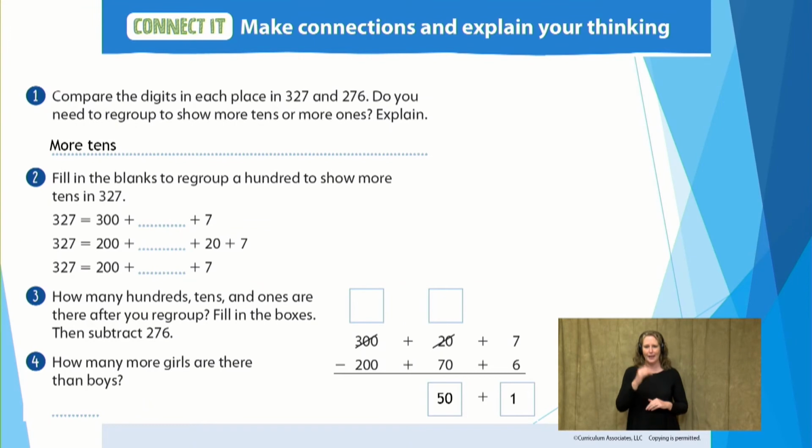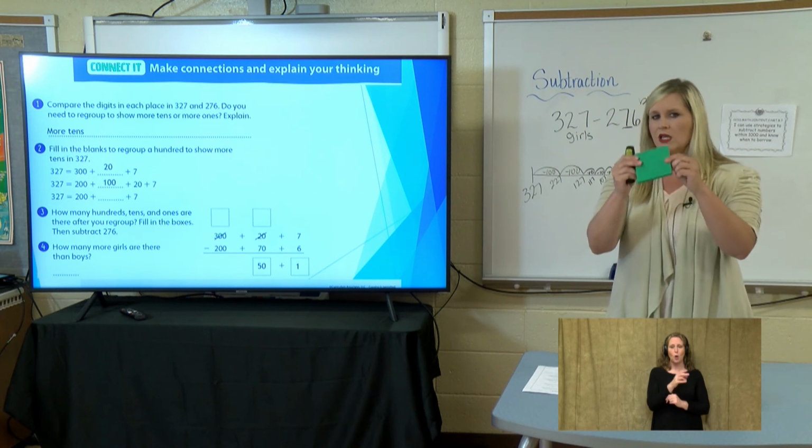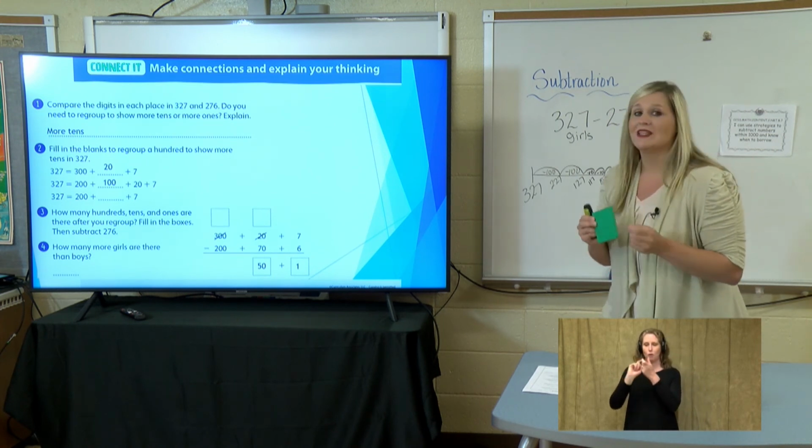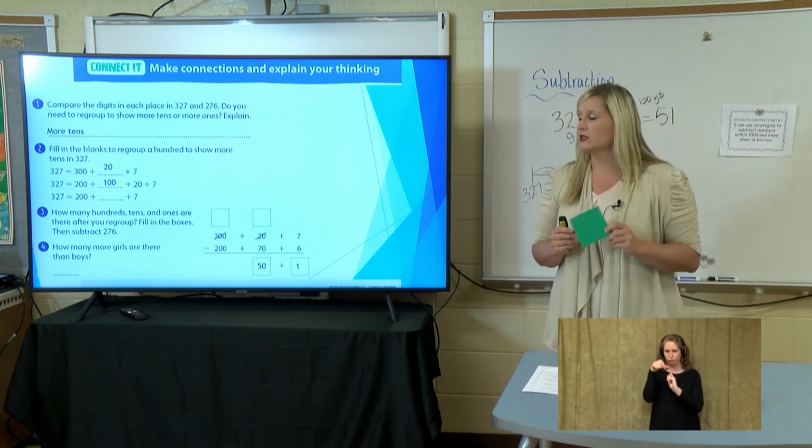So if we broke apart 327 in expanded form, it would be 300 plus 20 plus 7. Well, we knew we couldn't take 70 from 20, so we had to do something about that. So 327, we have 200 plus 100 plus 20 plus 7, because we took one of those hundreds, and we broke that 100 up into 10 tens, which is the same as 100.